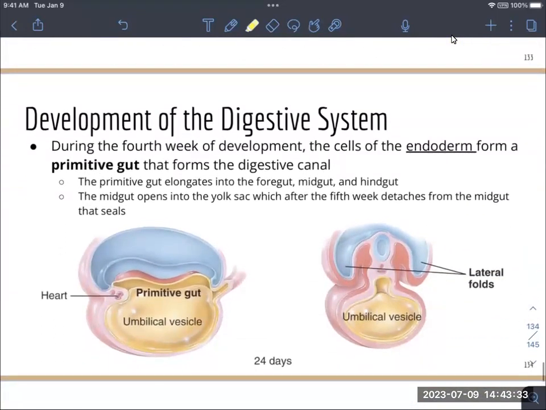So when our digestive system is first being formed, it comes from the endoderm, and it's going to form what is known as the primitive gut. That primitive gut forms the digestive canal. We're going to get a foregut, a midgut, and a hindgut. The midgut is going to open into this yolk sac that will eventually become part of that placenta, that'll eventually detach, and it kind of seals it off.